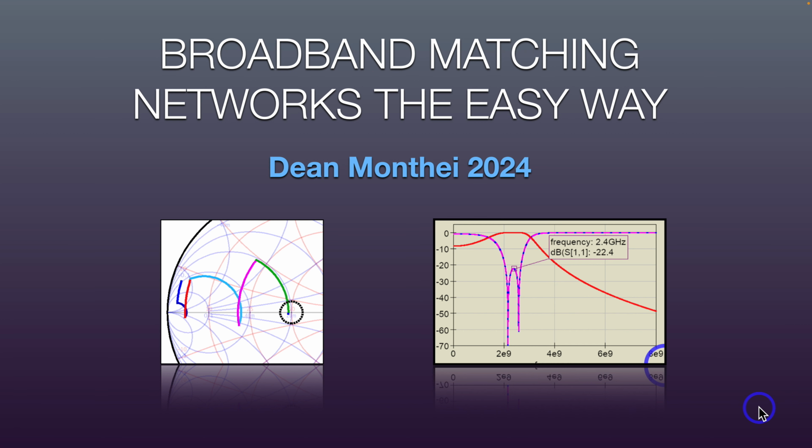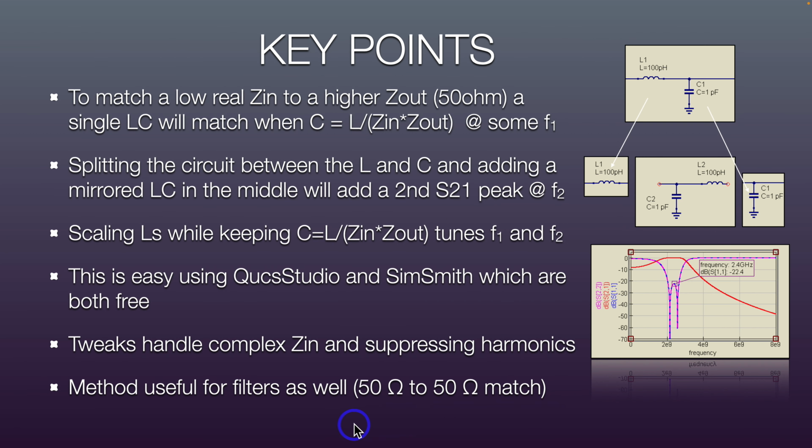To start with, I want to cover some key points. The first point is that anytime you have a C that is equal to the inductor L divided by the input impedance times the output impedance, that will resonate at some particular frequency. So as long as that criterion is met, you'll get a resonance.